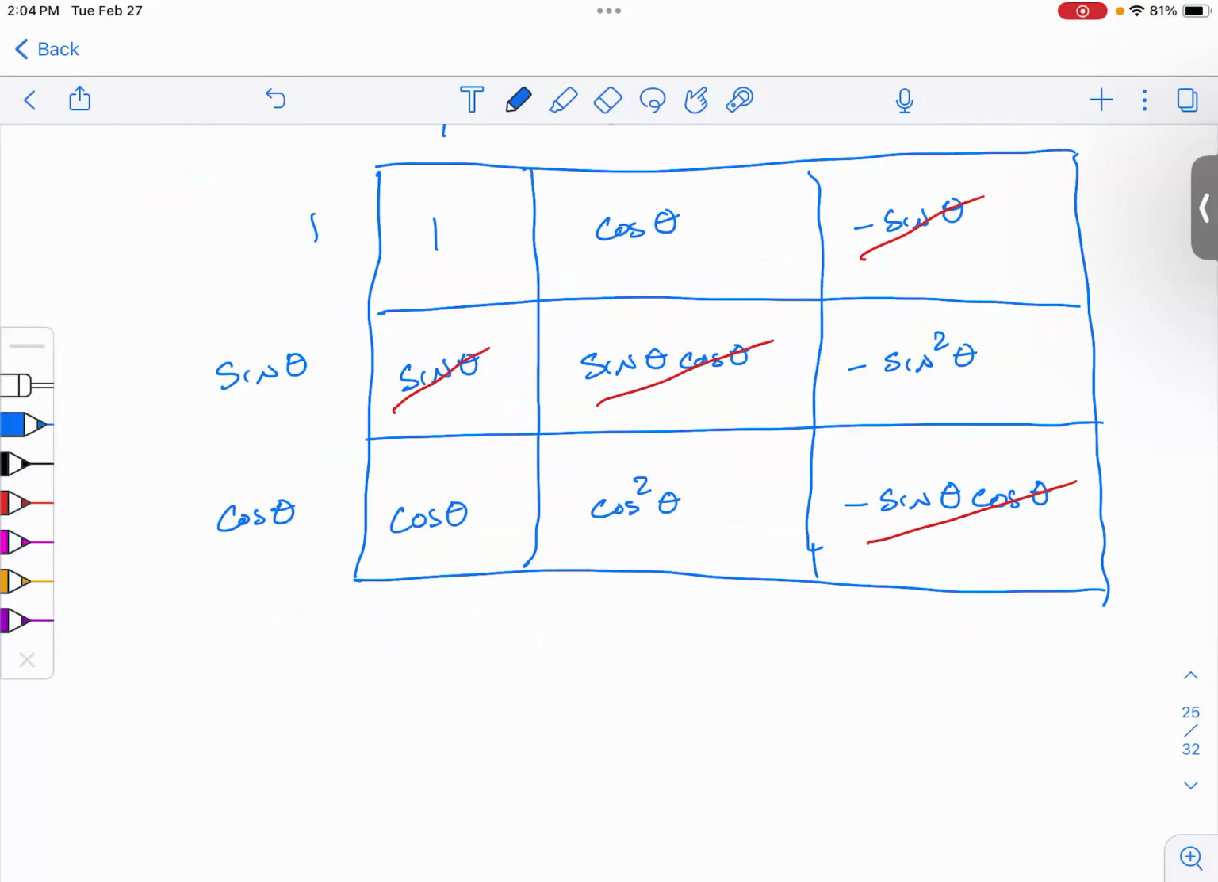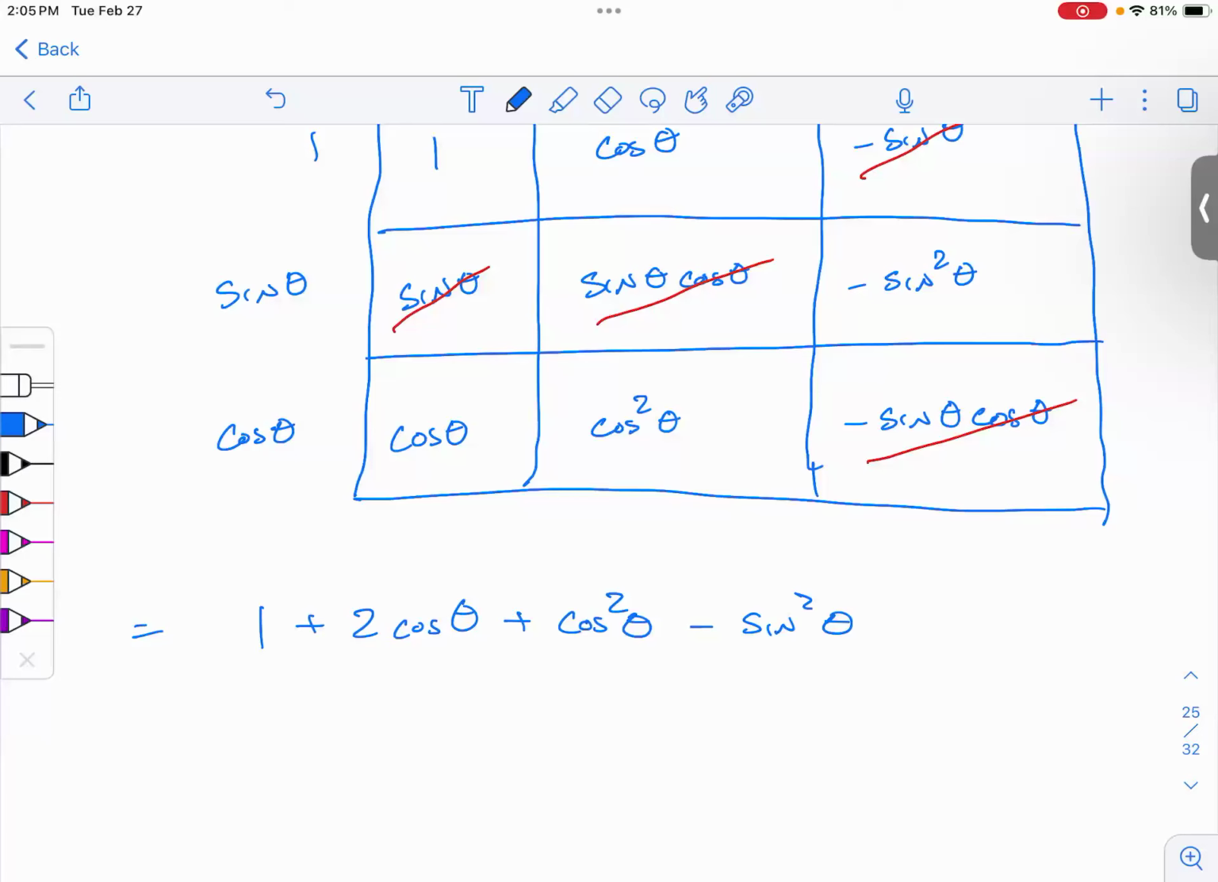Okay, so now let's pull this out and let's see what we have. Okay, so this becomes 1 plus 2 cosine theta plus cosine squared theta minus sine squared theta. All right, I don't see a ton. And I might need to put this back together. Does anything jump out at anyone? No? Yeah, I see something that I might be able to do.